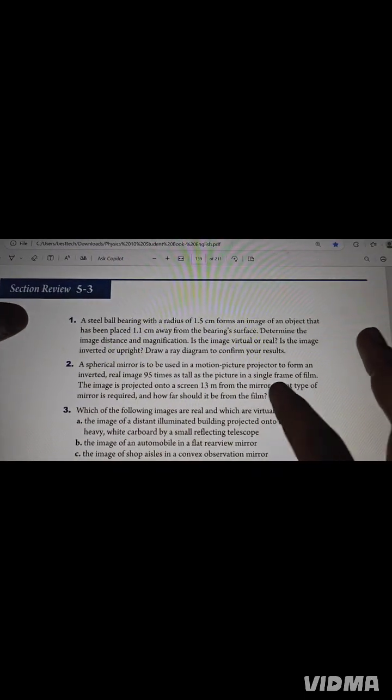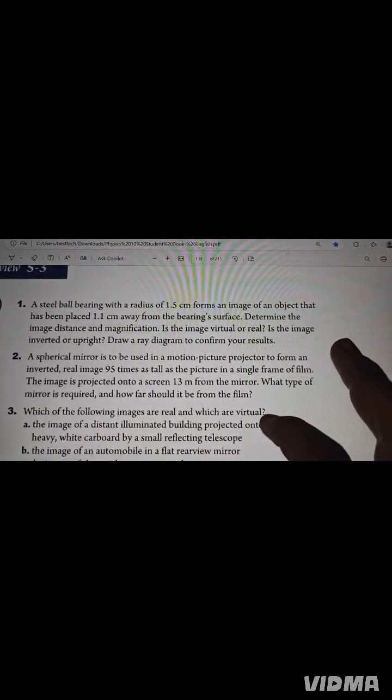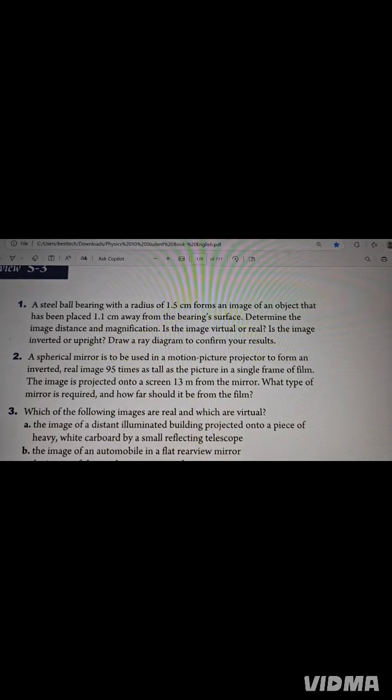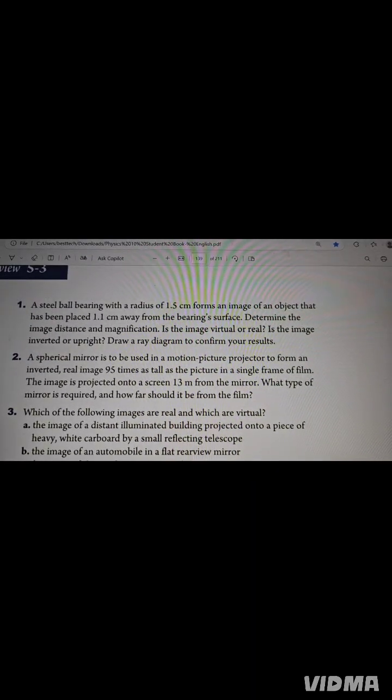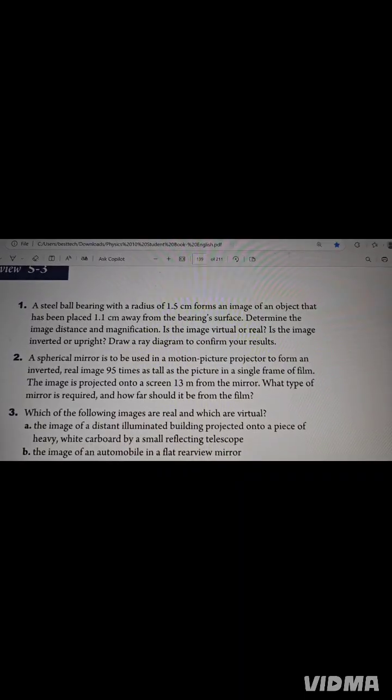We finish this section, reviewing. Let me solve this example, question 1. Actually, we have solved all of these, but I am still going to solve it, okay? Question 1.